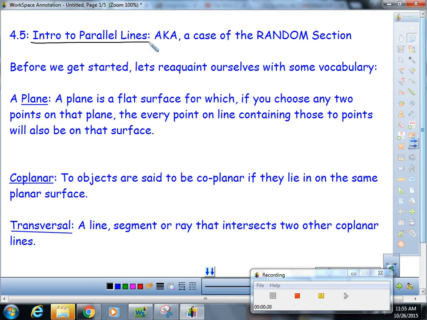A plane is a flat surface. You can think of a plane as like a parallelogram, but a triangle is also a sufficient way to describe a plane, so that if I took any two points in this plane and I made a line between them, that line would also be in the plane. So what that tells us is that the plane goes on forever in all directions.